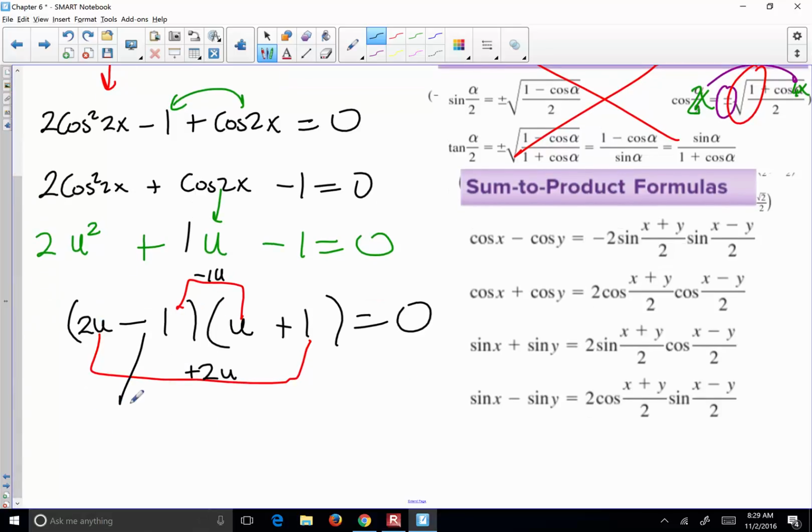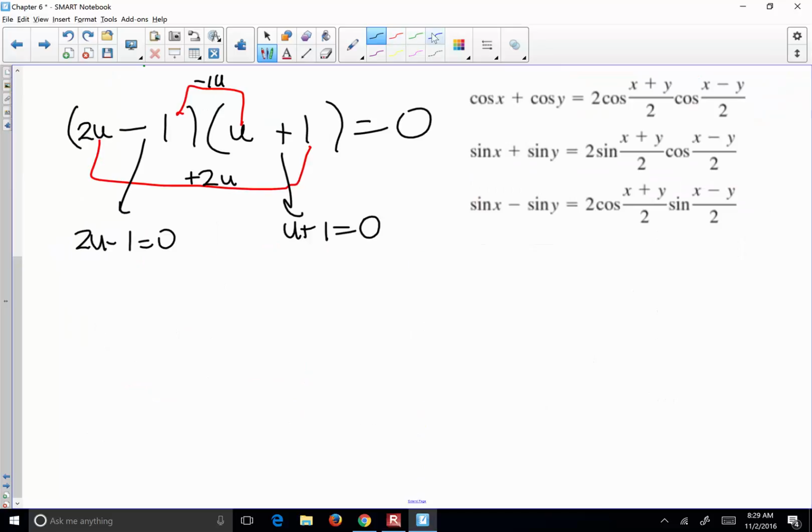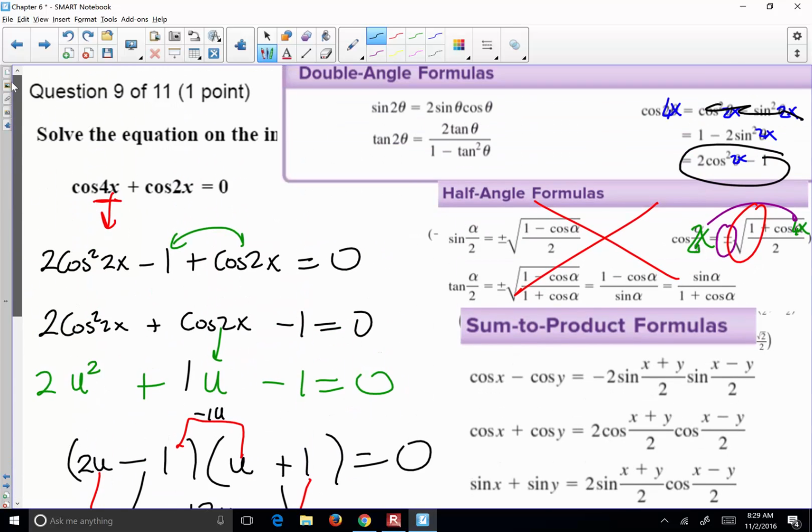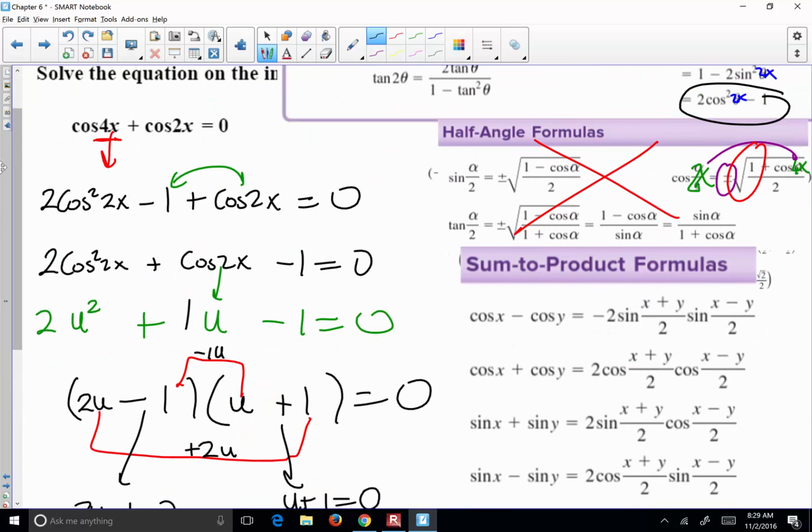Okay. 2u minus 1 set equal to 0, u plus 1 set equal to 0. I have u is 1 over 2, u is minus 1. That means cosine x is 1 over 2, cosine x is minus 1. Go take your wheel and find those angles. Agree?